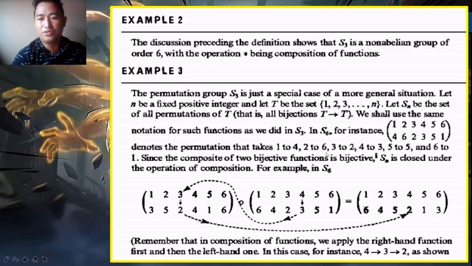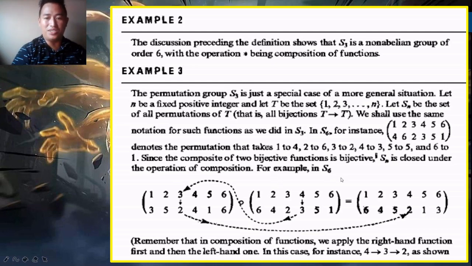2 goes to 6, 3 goes to 2, 3 to 2. And then 4 goes to 3, and then 5 to 5, and 6 to 1. Okay, so it is like this. So since the composite of two bijective functions is bijective, Sn is closed under the operation of composition.